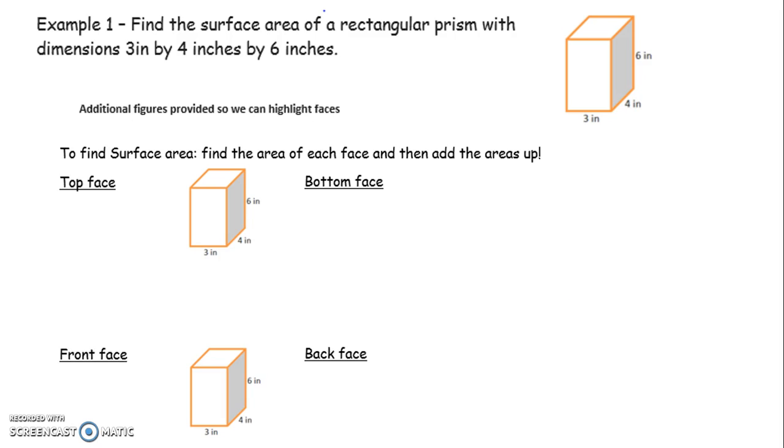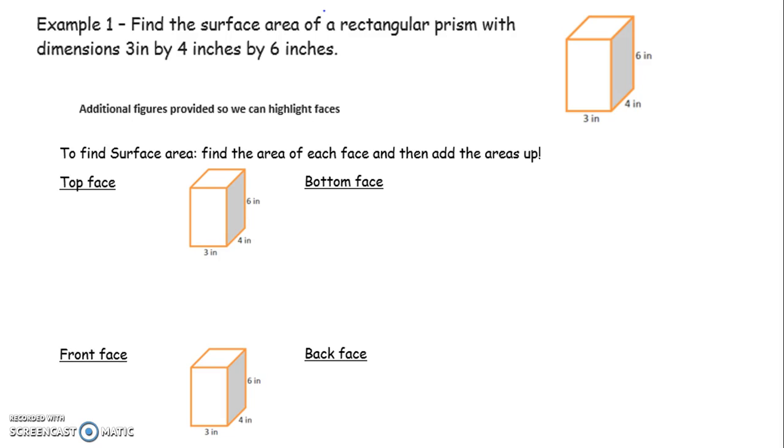So here's our example. Find the surface area of a rectangular prism with dimensions 3 inches by 4 inches by 6 inches. And we've provided additional drawings here for our figure so that you can highlight the faces we need to look at. You have to remember to find surface area, you're just going to find the area of each face and then add them up.